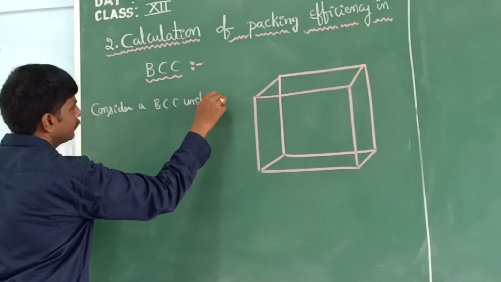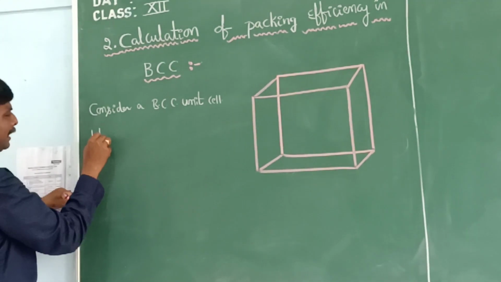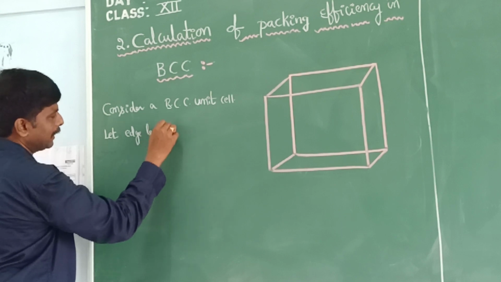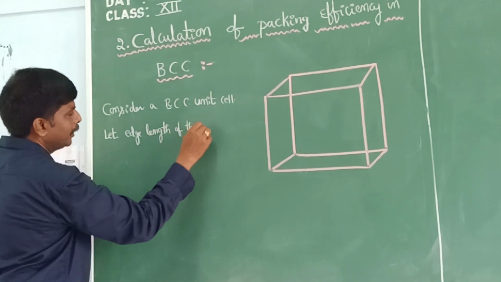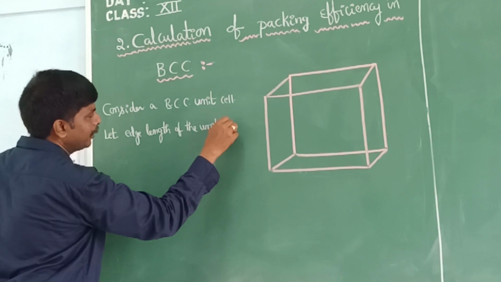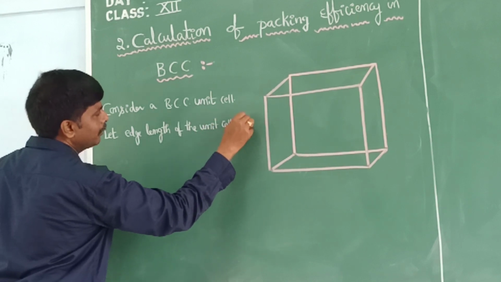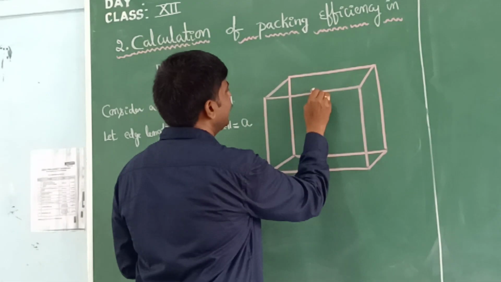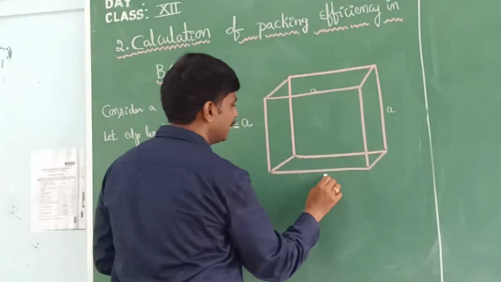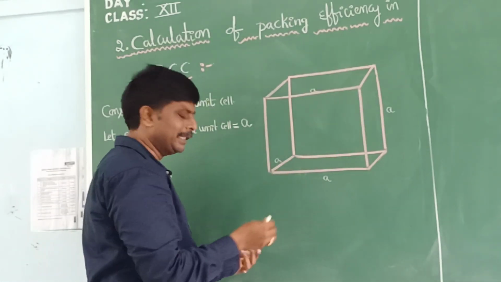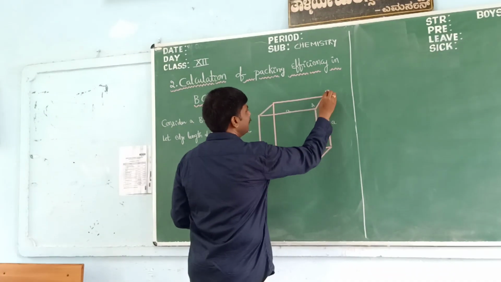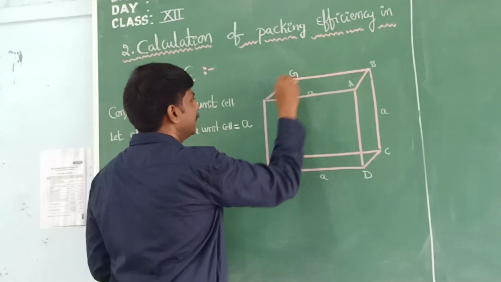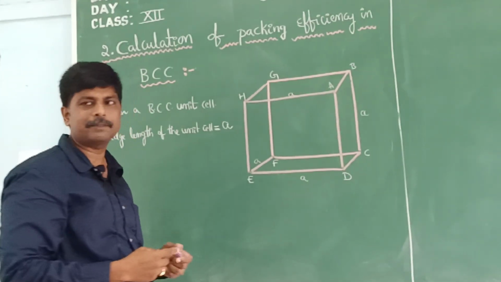Let the edge length of the unit cell be a, same as the previous one. That means this length is a, this length also a, this length also a. Edge length is a. You give names to the corners A, B, C, D, E, F, G, H. This is one BCC system.